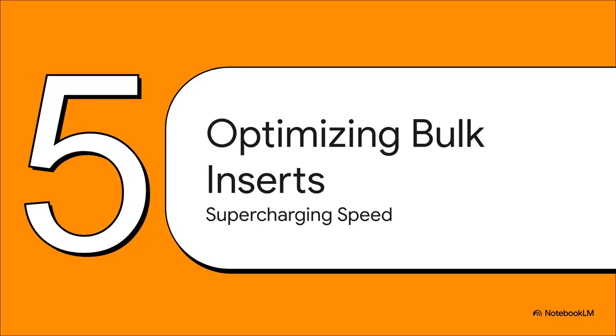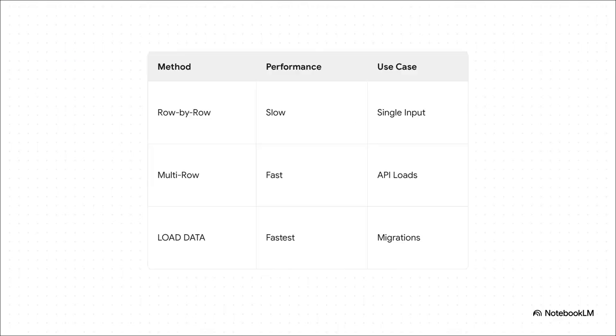Okay, part 5, optimizing bulk insert speed. Inserting data row by row might be fine for a single user, but in production, it is the slowest bottleneck imaginable. Multi-row batching, using execute many with batches of, say, 500 to 5,000 rows, is incredibly fast for standard API loads because it minimizes round trips to the server. But if you're dealing with massive dataset migrations, like millions of rows, bypass standard inserts entirely and use the load data in file command. We're talking a 10 to 20 times speed boost.